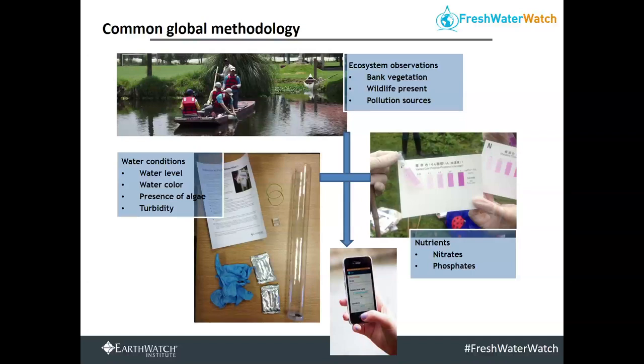So we have a three-point scale of water level, just high, average, low. There's various water colours that we ask them to identify: green, yellow, brown, colourless or other. Sometimes we get purple, that's a mistake, but sometimes we get black, that's genuine, depending where you are in the world.